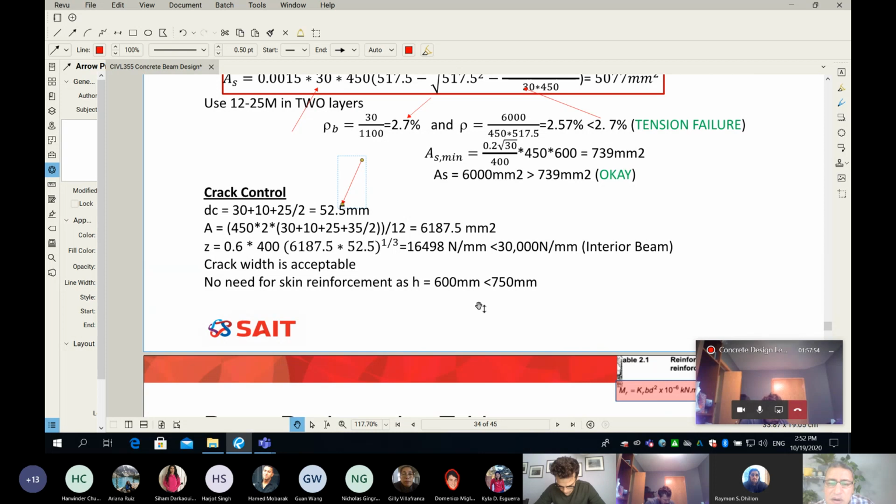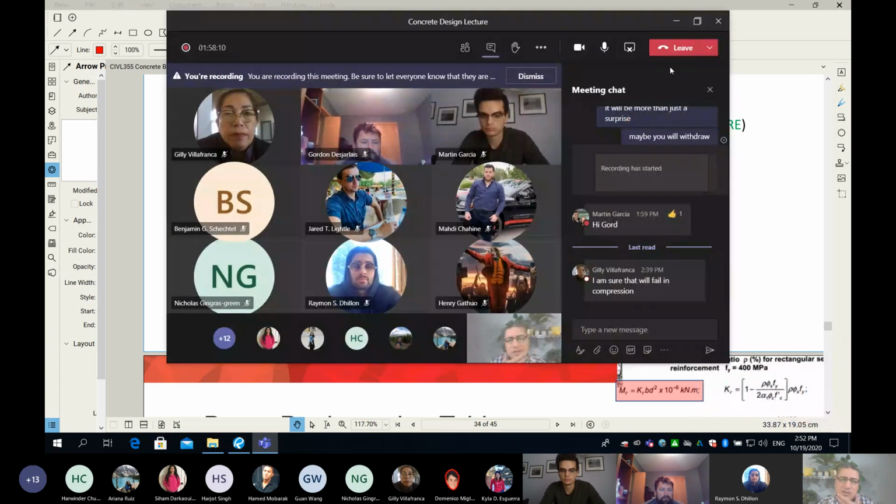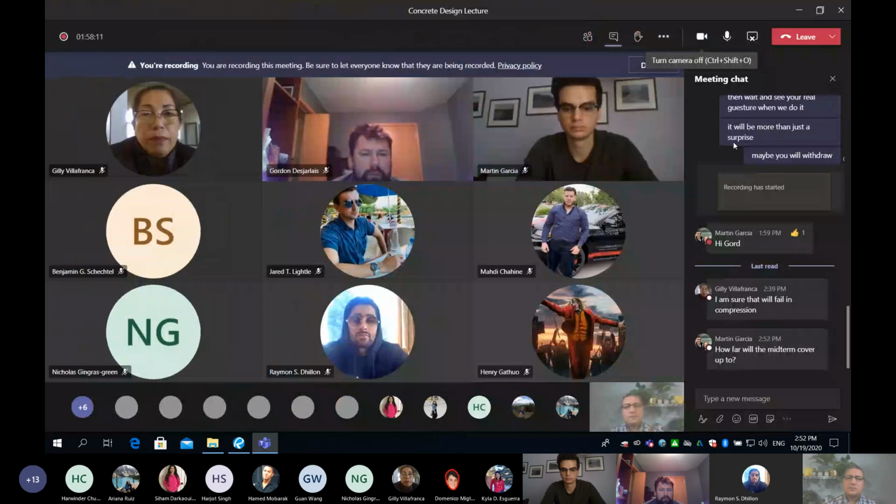Okay, guys, remember that we don't need any skin reinforcement because my beam height is 600, while it has to be more than 750 to start asking for skin reinforcement. Okay, guys, any questions so far?